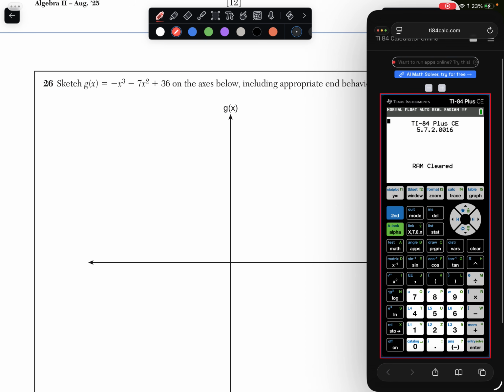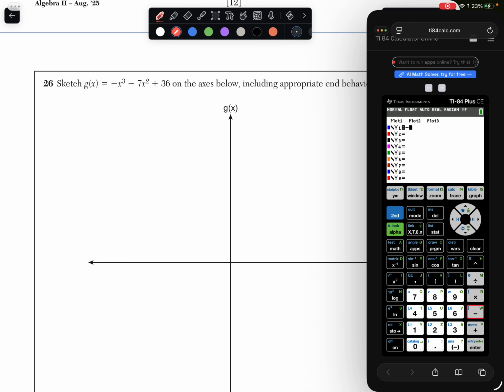This website doesn't like me a lot. Okay, so I have negative x cubed minus 7x squared and then plus 36. I made a mistake somewhere. Okay, this will be a minus sign. For this problem, it doesn't say anything about labeling the axes, so we just need to graph the general shape and we're good.